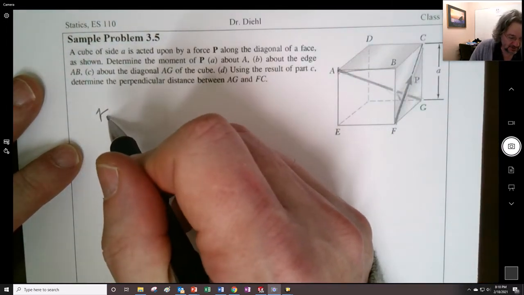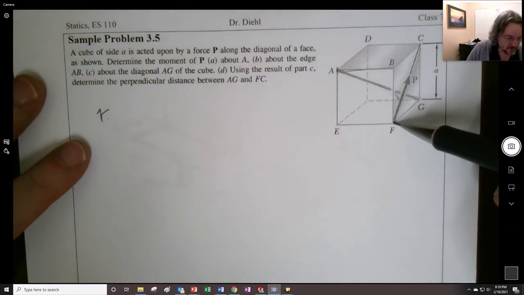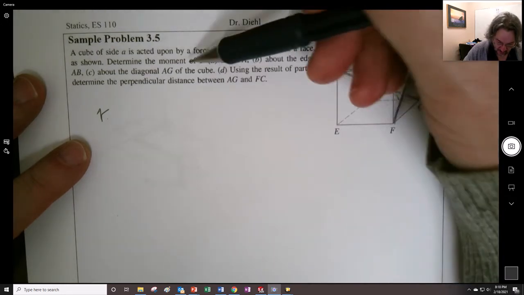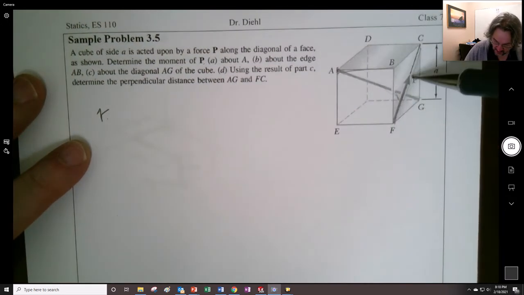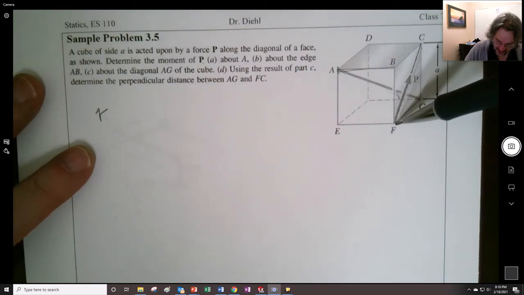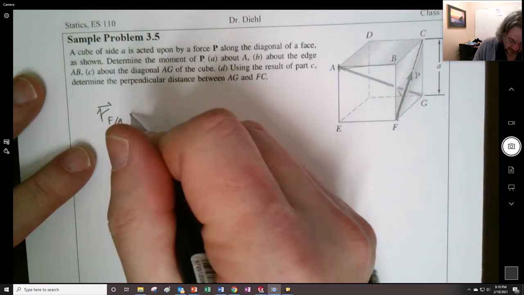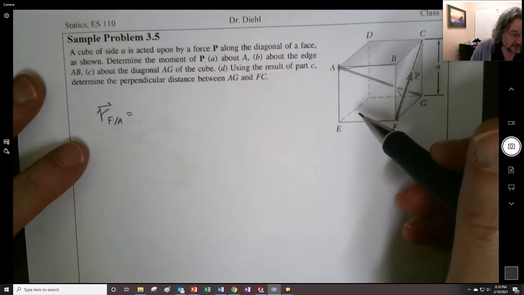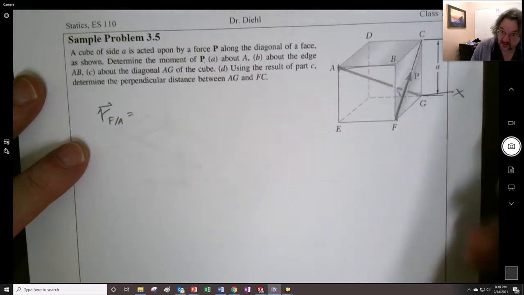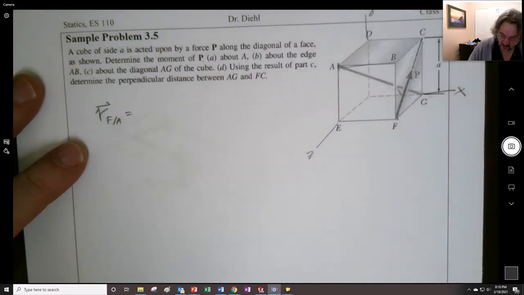We will find the position of first of F with respect to A right here, right? Because we want to get the moment of this force P about A. So the force is applied at F, so we need the position vector of F with respect to A. So we take a look at this thing and we see that we need to define X as that direction. Let's say that this is Z, and let's say that that is Y right here.